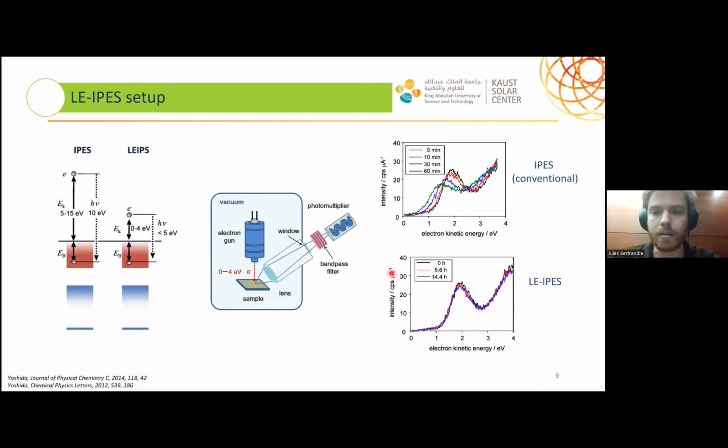Also, it's good to know that with the low energy IPES, we have a better accuracy than the IPES. With the IPES, we can have an accuracy of 0.35 eV. With the low energy one, we'll have an accuracy of around 0.1 eV.